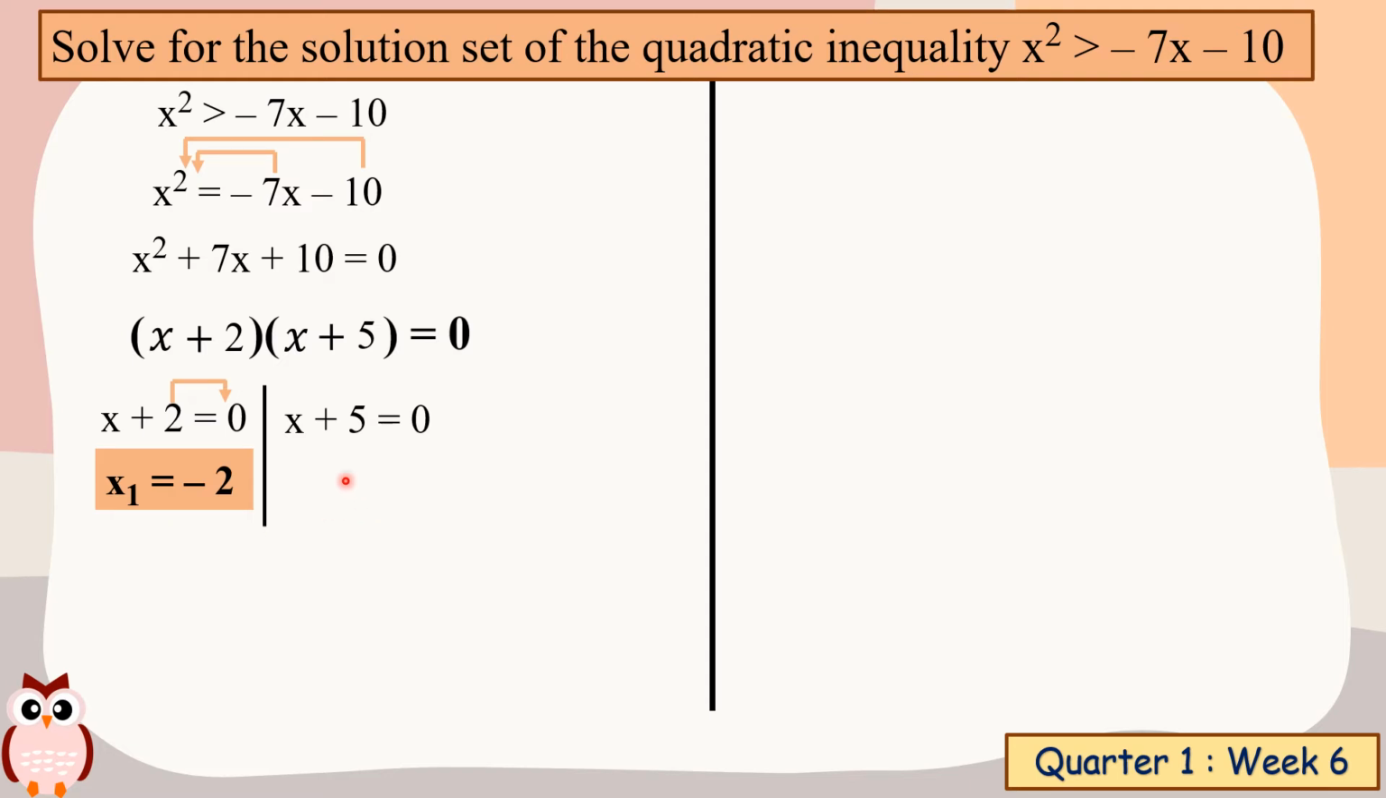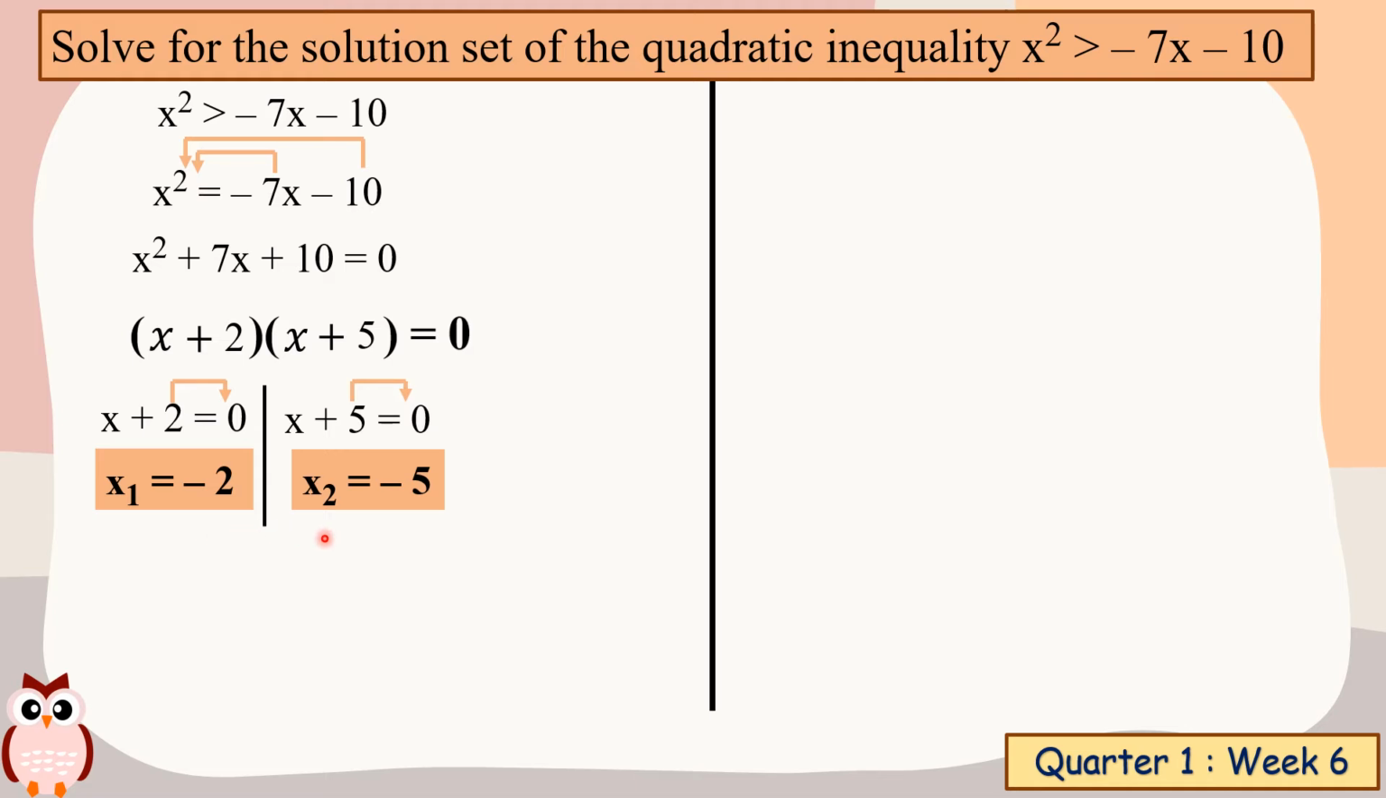Then, for the next value of x, or for the second root, we're going to move positive 5 to the other side of our equation. From positive 5, this will now become negative 5. So as you can see, this will be the roots of our quadratic equation.